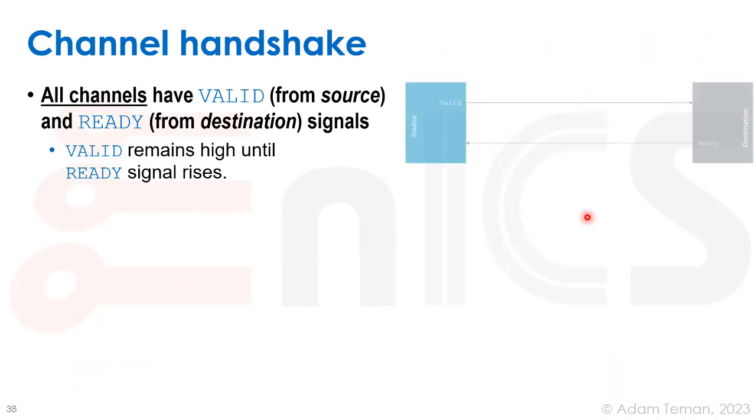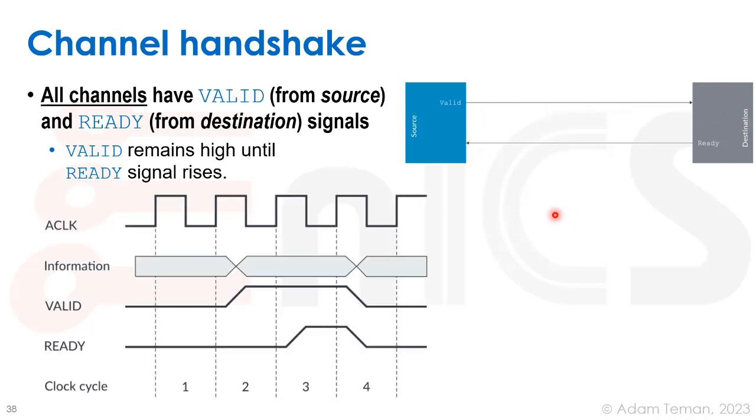So let's see something about the channel handshakes on AXI. Each and every one of those 5 channels has a handshake in it, as I mentioned before, which means they have a valid signal and a ready signal in each of those 5 different channels. The valid signal will remain high until the ready signal rises. So we can see it's something like this. We have the clock over here, and we have the information.